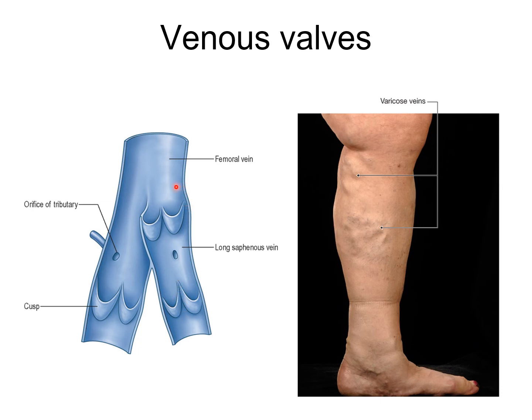So these valves become incompetent, and blood is stagnant in the lower limbs, producing dilatation of these veins, and these conditions are called varicose veins.